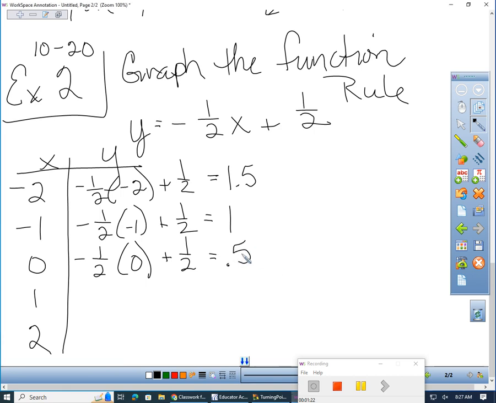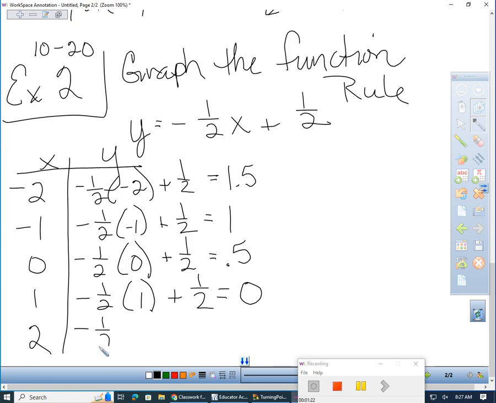Yeah, so we're going to be graphing it. When we go to put it on a graph, because it's 1/2 or 0.5, we're just placing it. Either one's fine with me. That's why I said it didn't matter which one you wanted. So the next one, if I have a negative 1/2 times 1, which is a negative 1/2, plus 1/2, gives me 0. And the last one, negative 1/2 times 2 plus 1/2. Negative 1/2 times 2 is negative 1, plus 1/2 is negative 0.5.